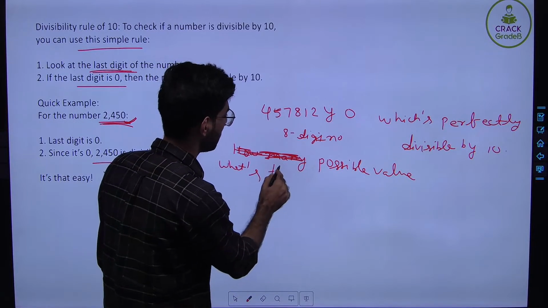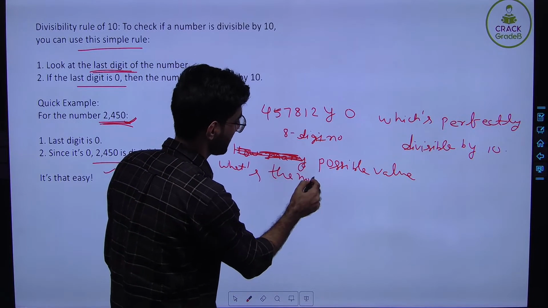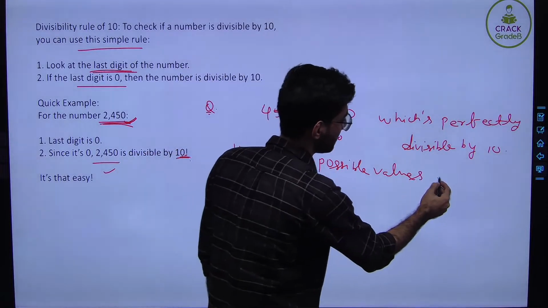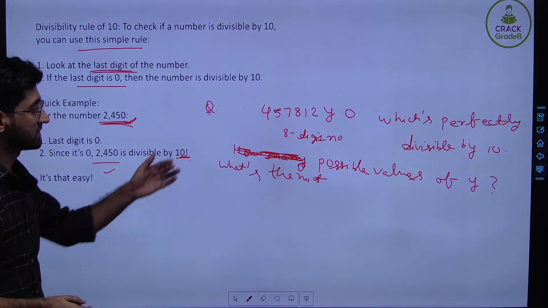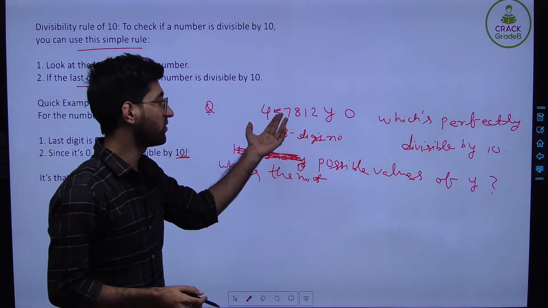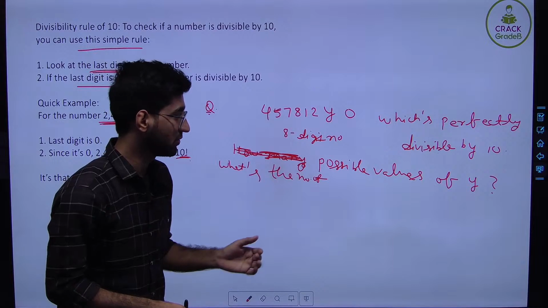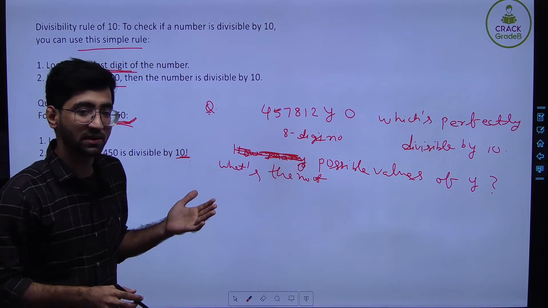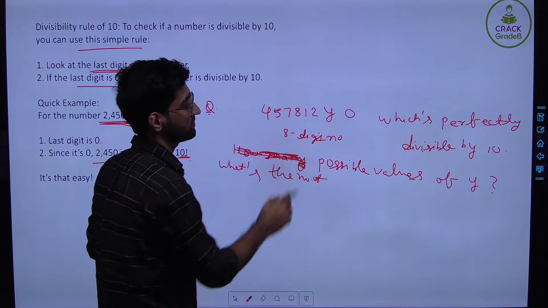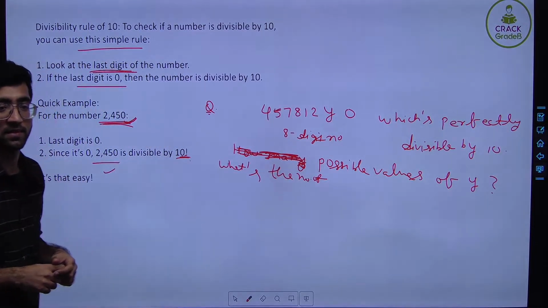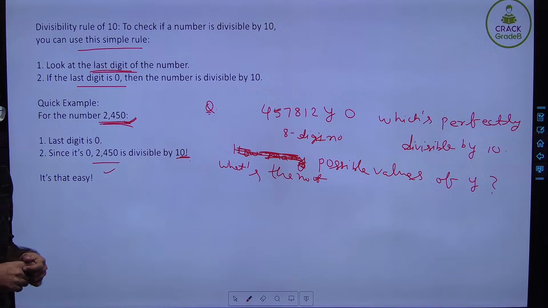Okay. What is the number of possible values of y? You have to answer. See, there is an 8-digit number, 4578112y0, which is perfectly divisible by 10, right? Now you have to answer what is the number of possible values of y? Yeah, 10 is the correct answer.